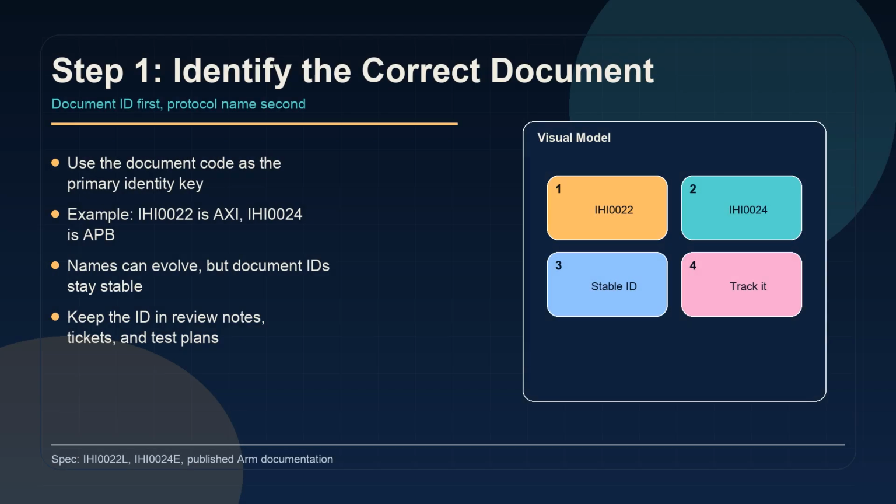The first rule is simple. Start with the document code. A protocol name alone can be ambiguous in long-lived projects, but an IHI number points to a specific document lineage. That makes design reviews, bug tracking, and sign-off much less ambiguous.